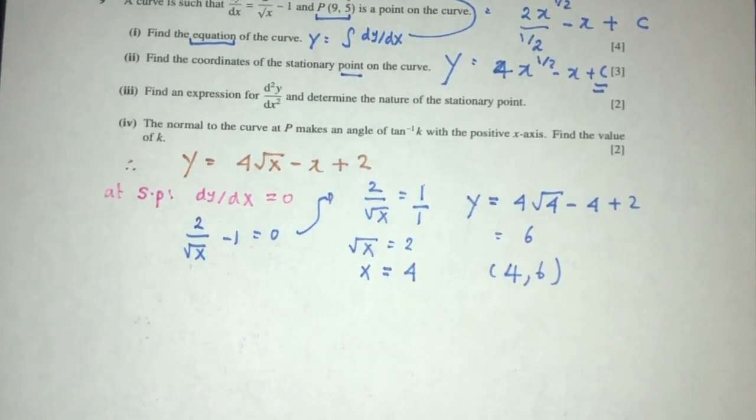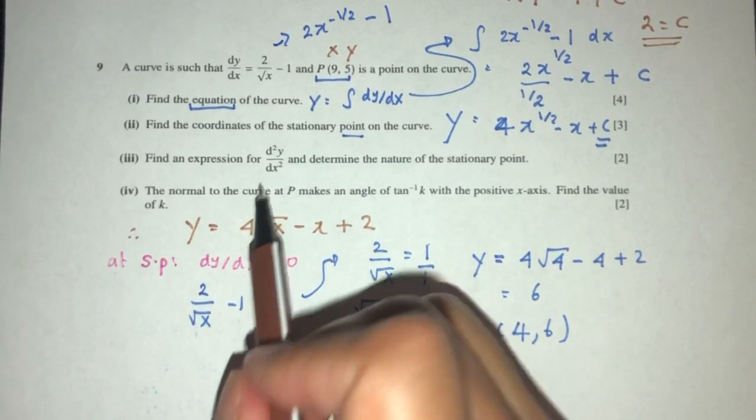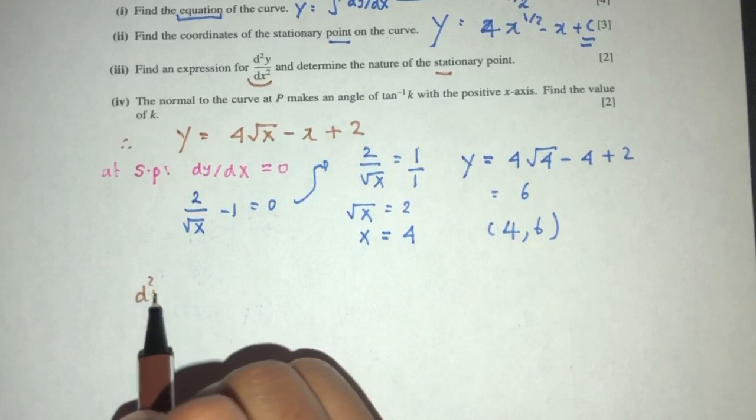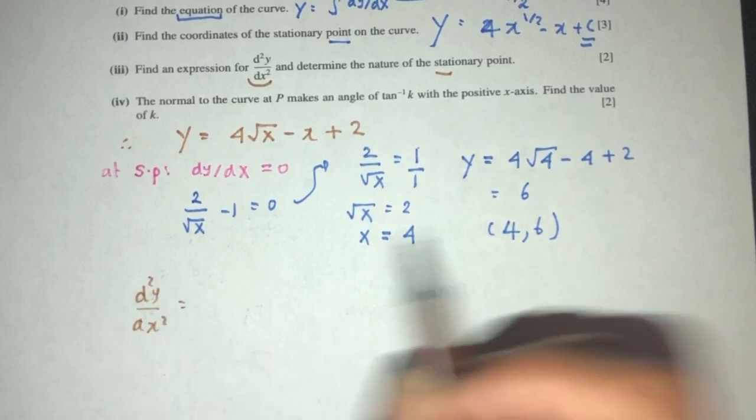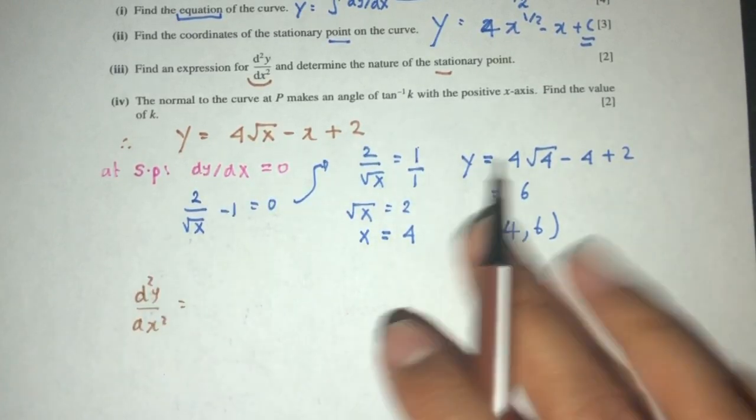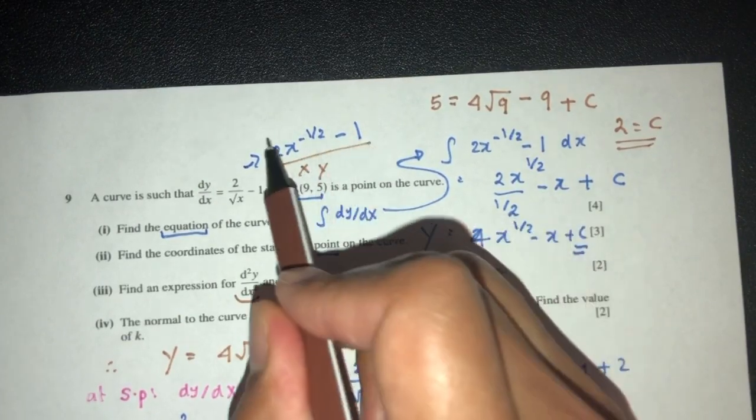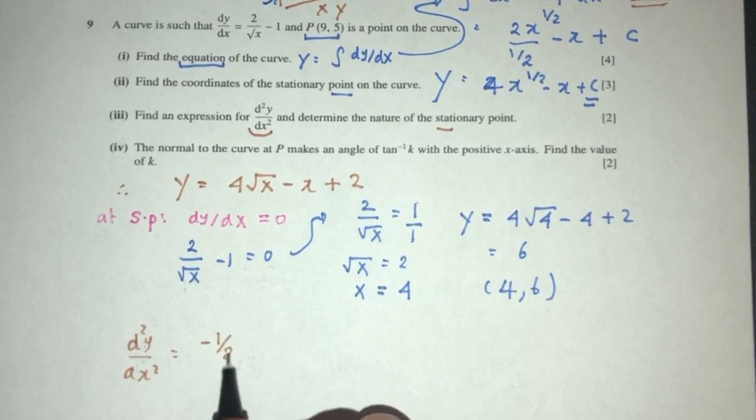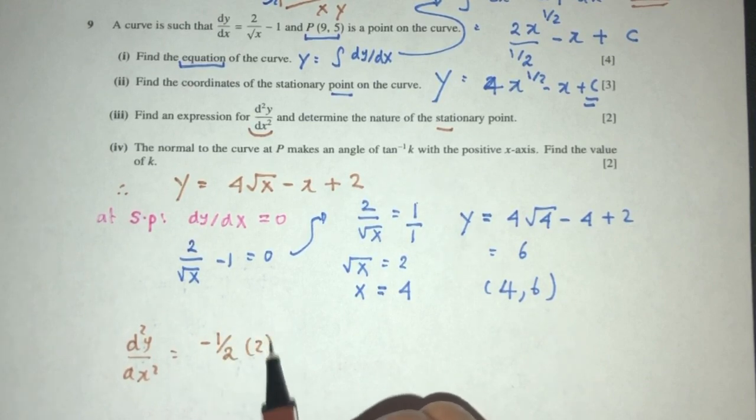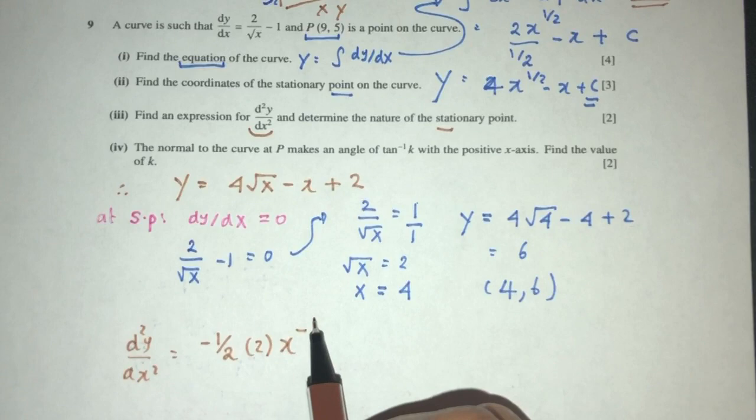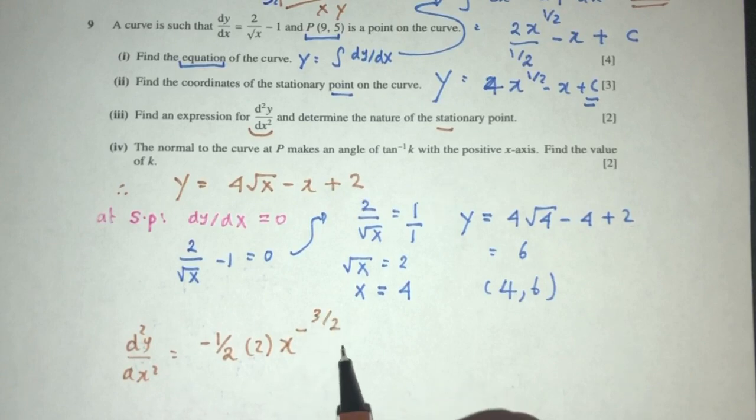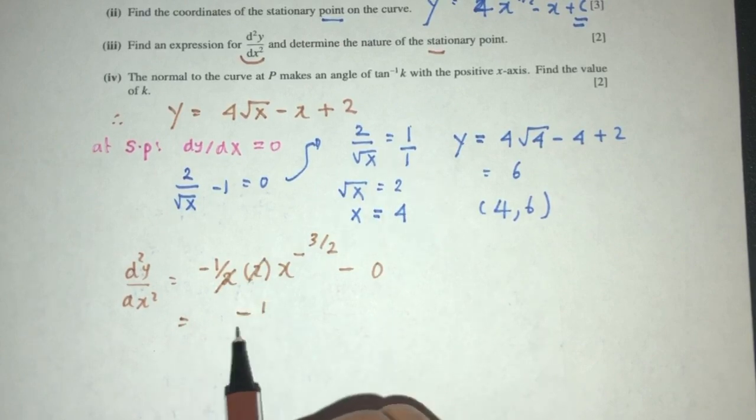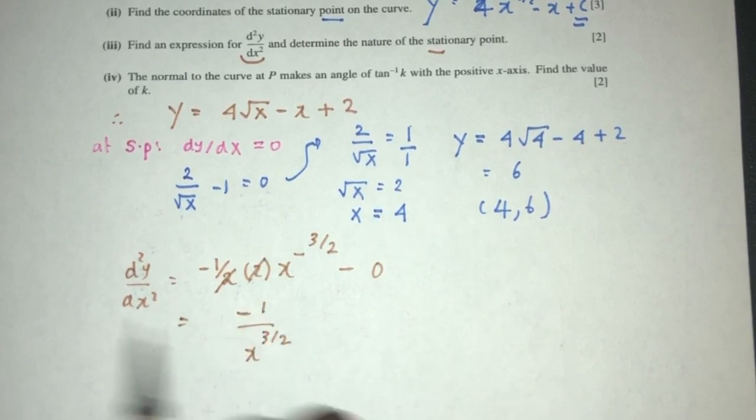Now for part 3, find the expression for this one and determine the nature of the point. So pretty easy. d2y by dx2, the second derivative, we just have to use this one or this one. It is easy to work with. d by dx of this will give you what? So first thing first, we have to multiply by the power. That will be minus half times 2, and then we have to decrease the power by 1. That should be minus 3 over 2, and the 1 will become 0. So here you will have cancel out. That should be minus 1 over x power 3 over 2.